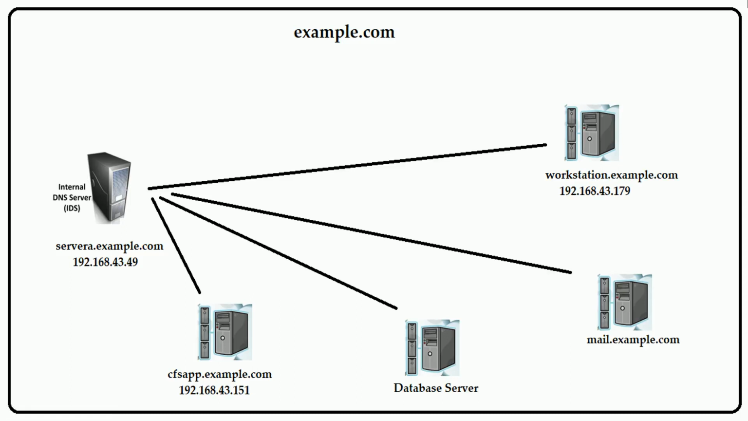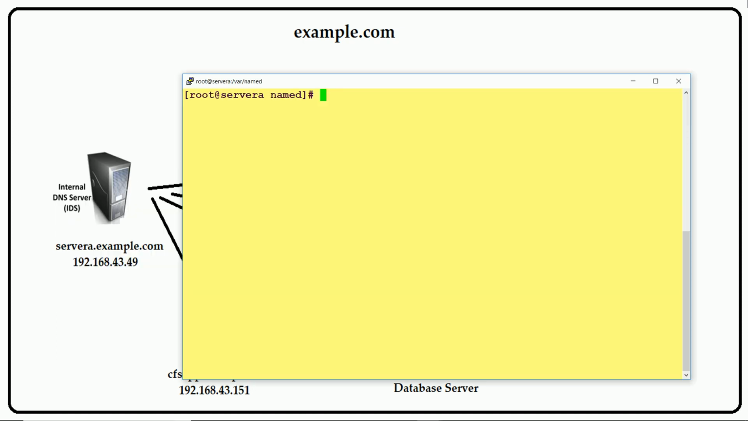Hello everyone, let's continue and understand about the zone configuration file. In the last lecture, we added the main configuration file of BIND, that was named.conf, and in that file we had put a few entries about the forward and reverse lookup zone. So let me again log into my box.